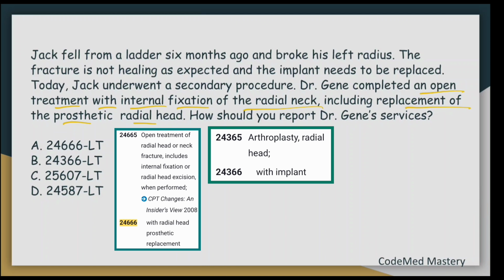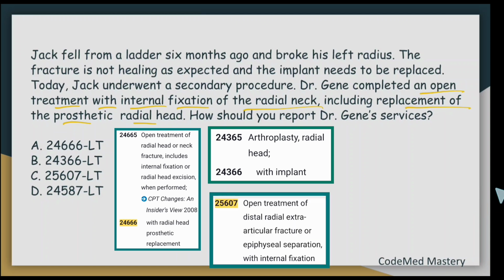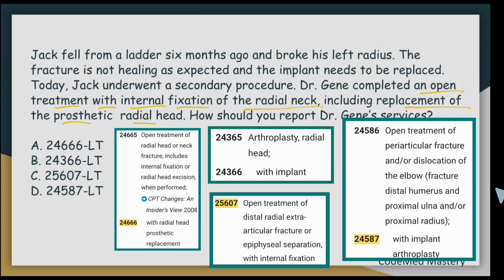Okay, and in option C 25607 is for open treatment of distal radial extraarticular fracture or epiphyseal separation with internal fixation. And in option D 24587 is for open treatment of periarticular fracture or dislocation of elbow, humerus and proximal ulna or proximal radius with implant arthroplasty. So which among these four codes is the right one? The right code is option A 24666. In the scenario, you can see they have mentioned open treatment with internal fixation of radial neck and replacement of prosthetic radial head. Therefore, option A is the right answer.